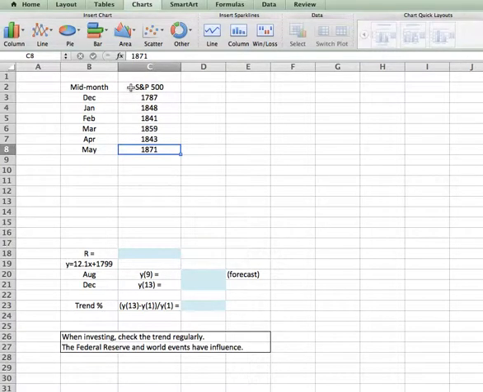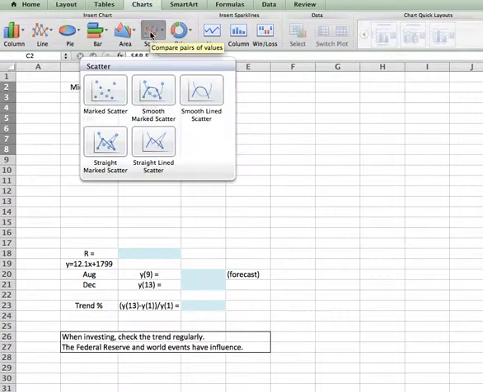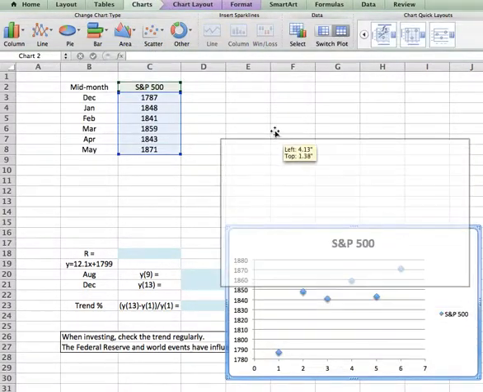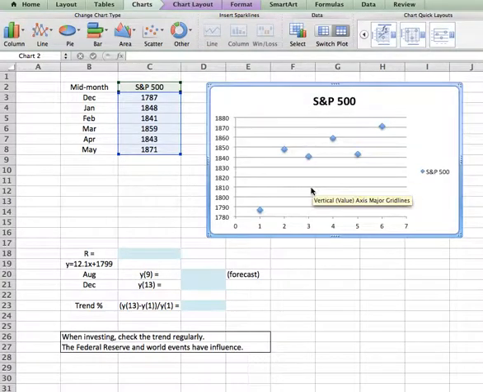Okay, now what I want to do is highlight my data, and I want to go up here and insert a scatter chart. So I'm going here to this marked scatter chart. Now we see that Excel is displaying the 6 data points for us. It goes from the 1787 up to the 1871, and for the months, it has them spaced out as 1, 2, 3, 4, 5, 6.